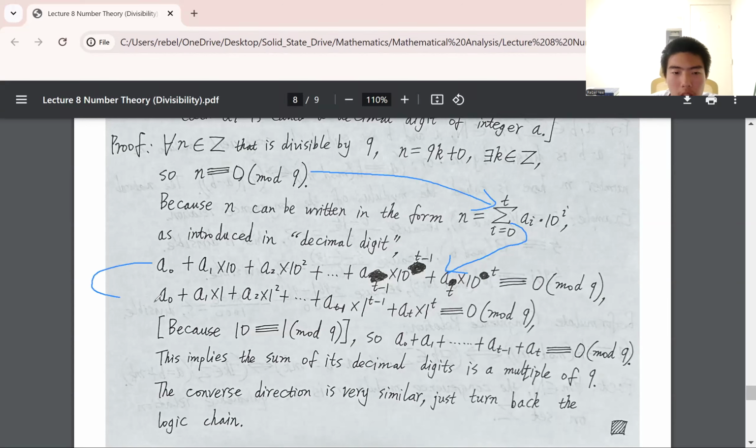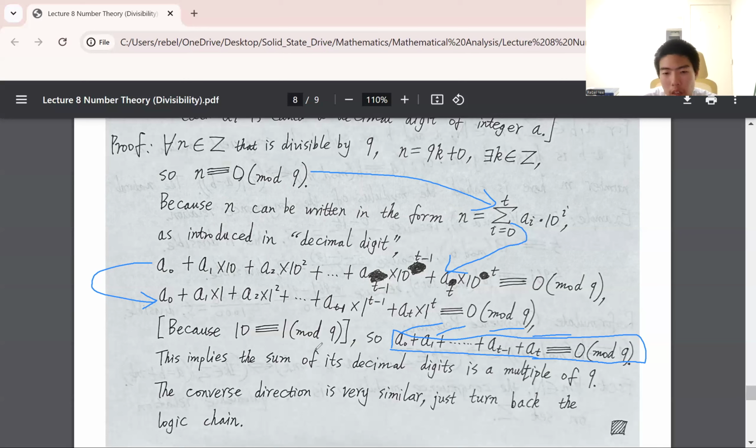And this is by the linear combination property of the congruence system, which we'll talk about in abstract algebra. In this form, 1 to the power of anything is just 1, so we can ignore it. So this is congruent to 0 modulo 9. And this statement implies the sum of the decimal digits is a multiple of 9. And this proves one direction.